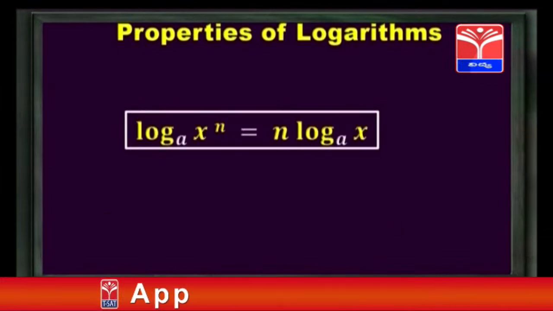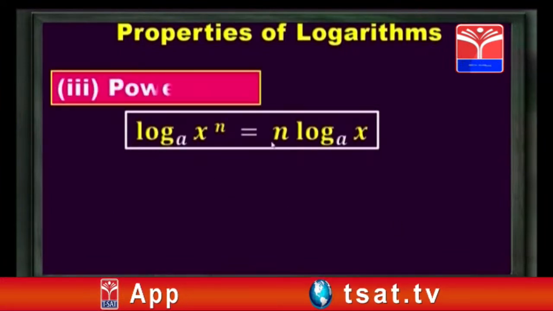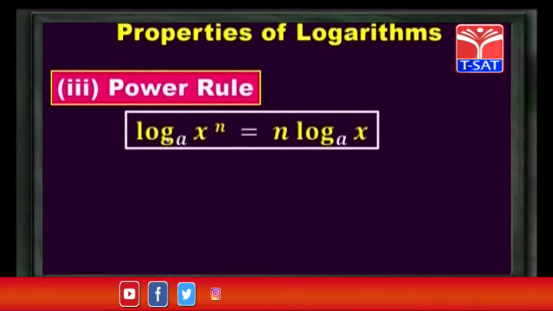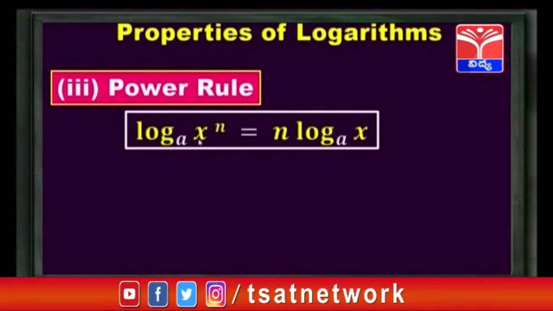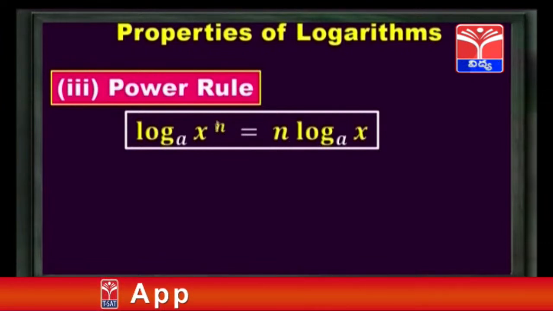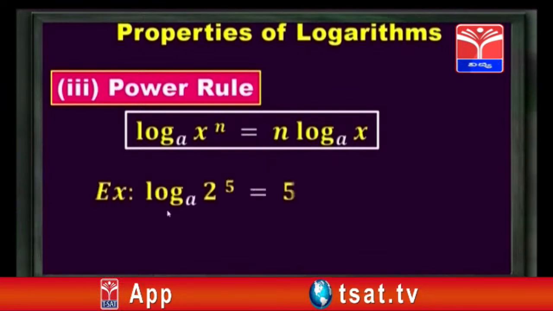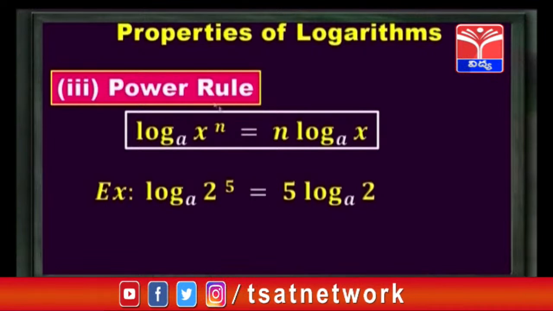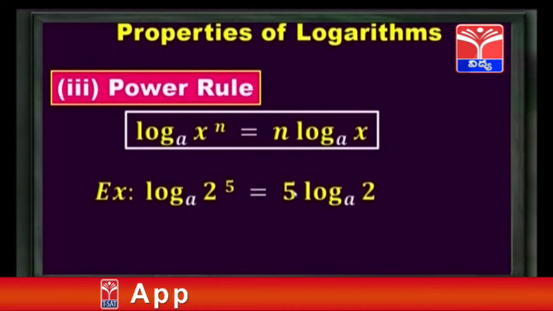Now the third property, log x power n is equal to n log x to the base a. So this is the power rule. While doing the power rule, what we are writing here, log x power n is equal to n log x. Whatever there in the power, it will come to the coefficient of the logarithm. Let us take one example. Log 2 to the power of 5 is equal to, I can write whatever there in the power will come to the coefficient of logarithm. So the power rule is log x power n is equal to n log x.